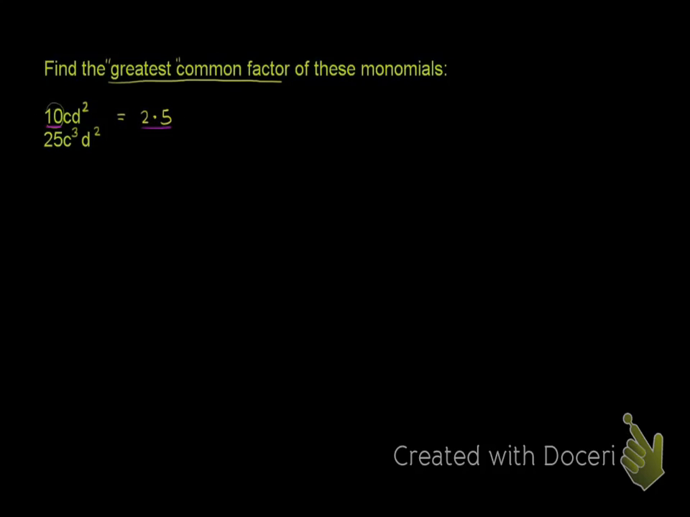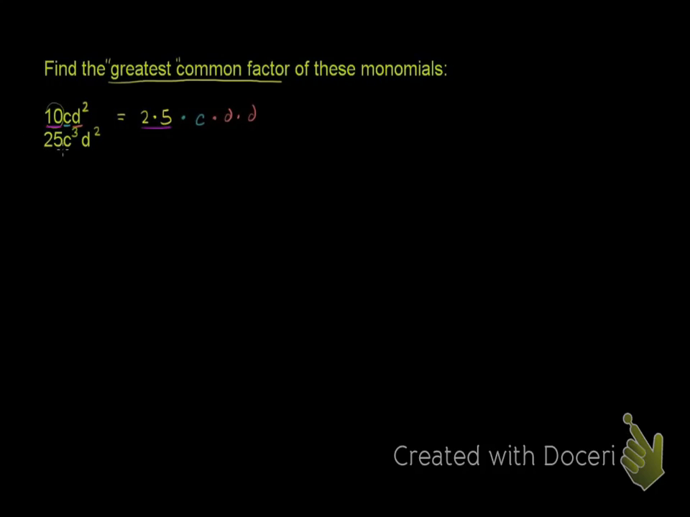C can only be broken down into C. We don't know anything else that C can be broken into. So 2 times 5 times C. But then the D squared can be rewritten as D times D. This is what I mean by writing this monomial essentially as the product of its constituents. For the numeric part of it, it's the constituents of the prime factors, and for the rest of it, we're just expanding out the exponents.